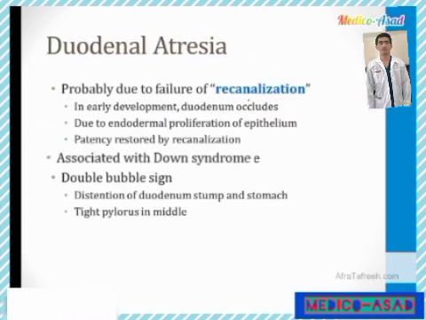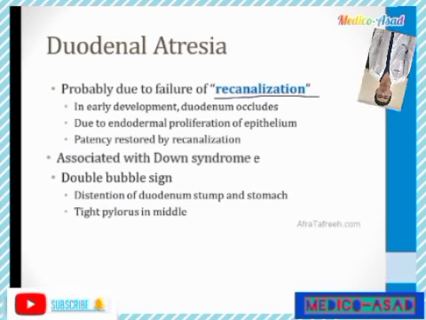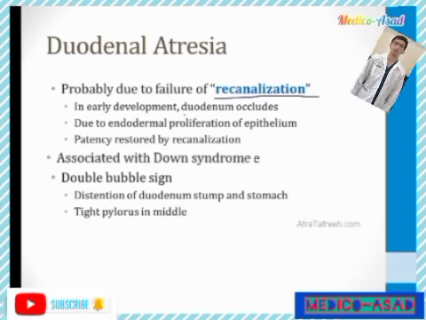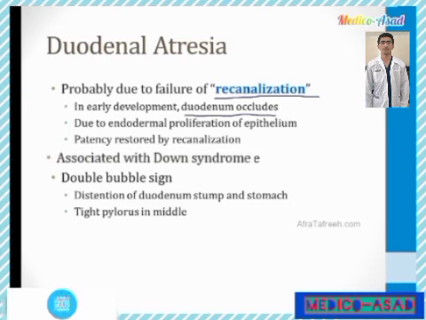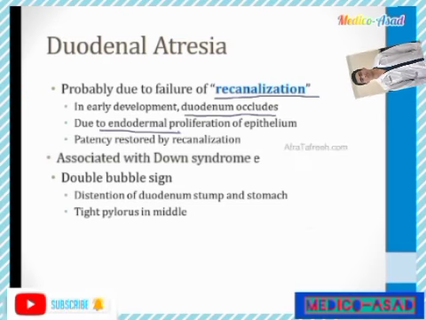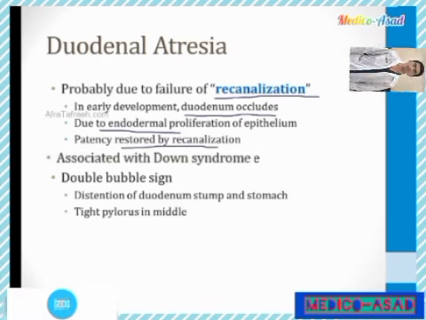Duodenal atresia probably occurs due to a failure of what's called recanalization. In early development, it turns out that the duodenum normally becomes occluded. This is because of proliferation of the epithelium, which, as you know, comes from the endoderm. The patency of the duodenum is then restored by recanalization.